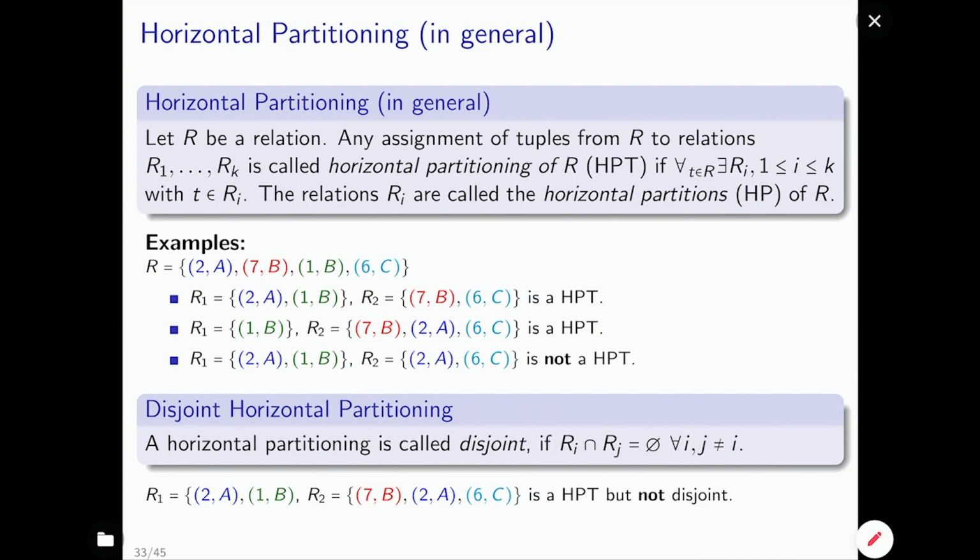And then the important thing is disjoint horizontal partitioning. So disjoint meaning there are no duplicates in those partitions.